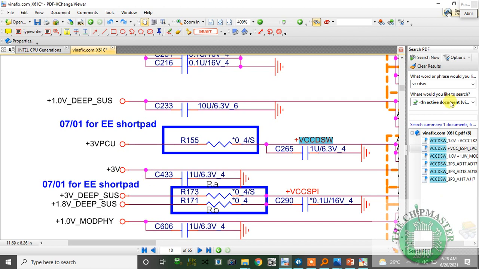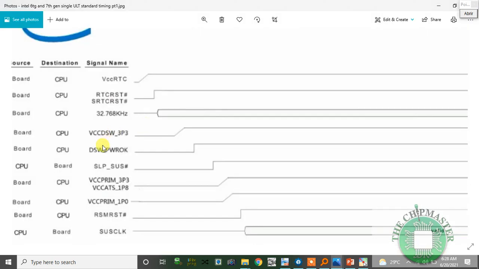So let's take a look at the next timing. The next timing we're going to look at is DSW power OK. DSW_PWROK indicates to the CPU that the deep sleep well power supply is OK and stable, right? That's all it does. As you can see, deep sleep comes first, and after that deep power OK comes out. All right, so let's look for that signal.